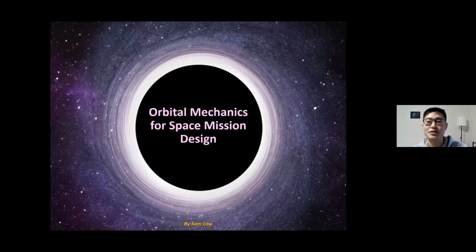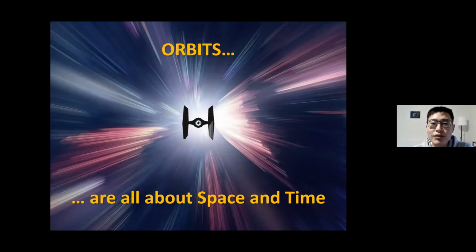So let's start. So this is orbital mechanics for space mission design. So we're going to start a little bit simple first before we move on into the more detail oriented and some of the more relevant modern literature. And so before we start, maybe let's keep it active. Maybe I'll ask a few questions.